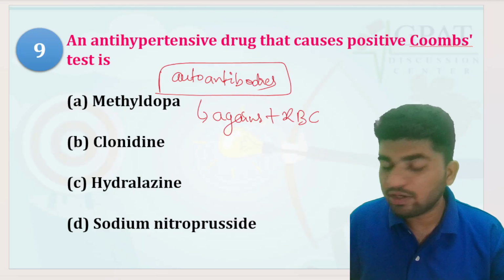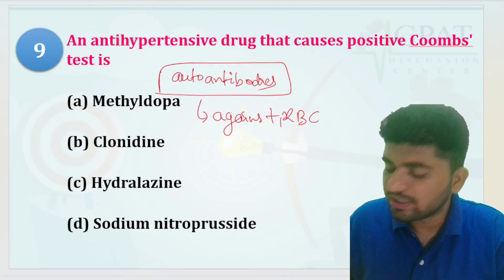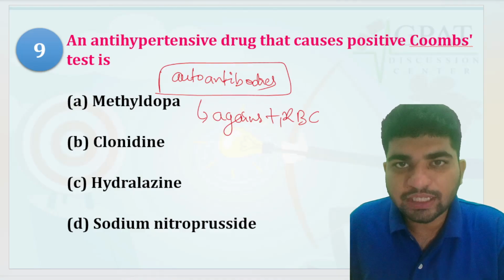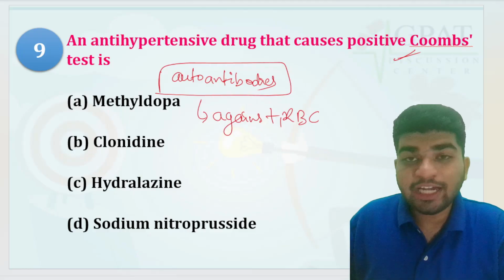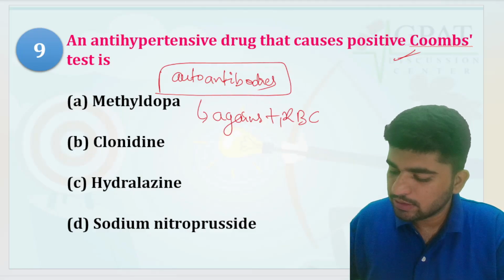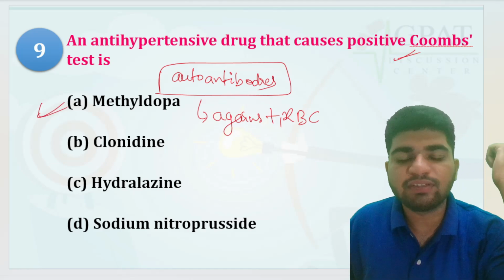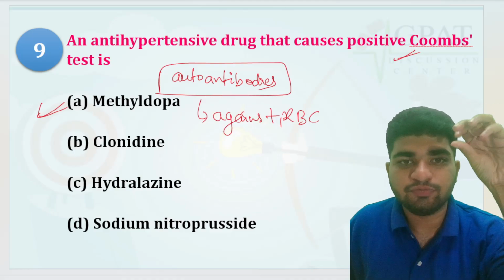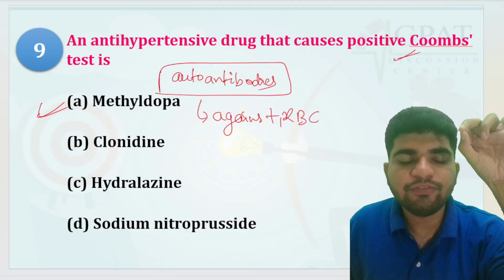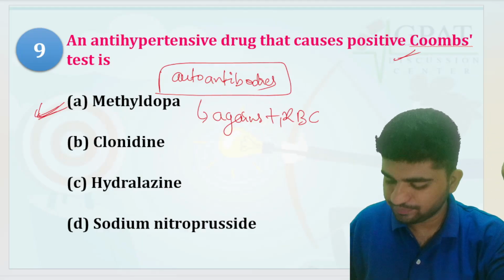Autoantibodies are generally produced against RBC, red blood cells. These autoantibodies are detected by the Coombs test. Which drug generates these autoantibodies? The drug is methyldopa. This has also been asked in a previous exam: which drug given in pregnancy causes a positive Coombs test? The drug is methyldopa. Okay, next.